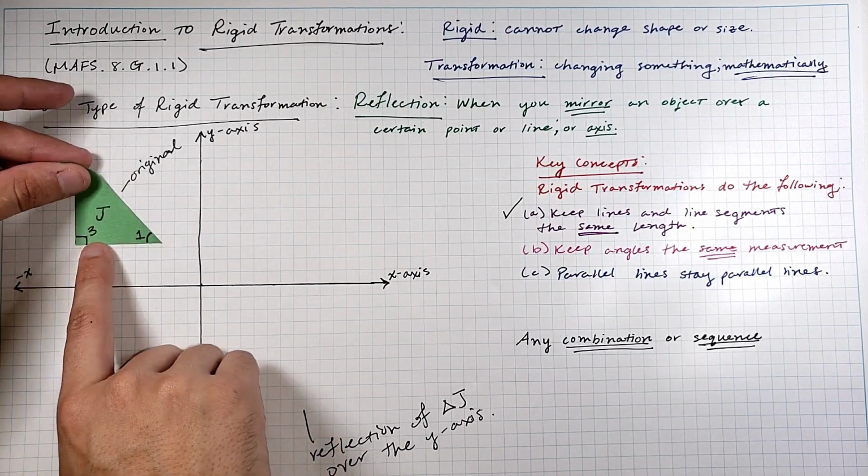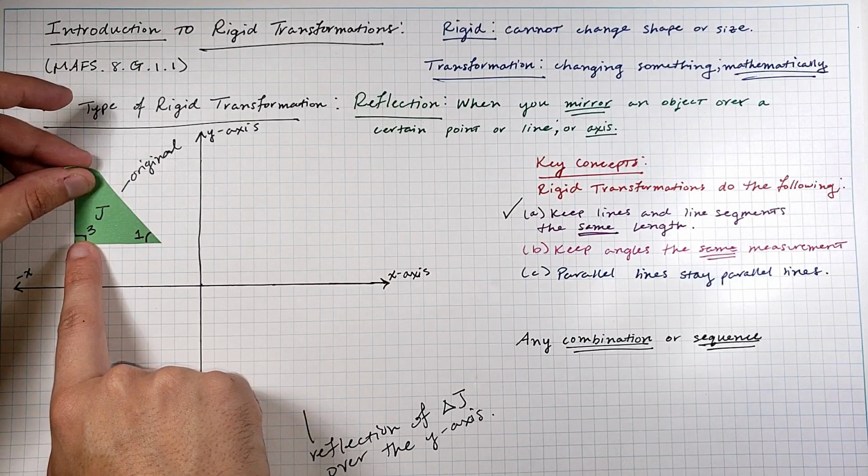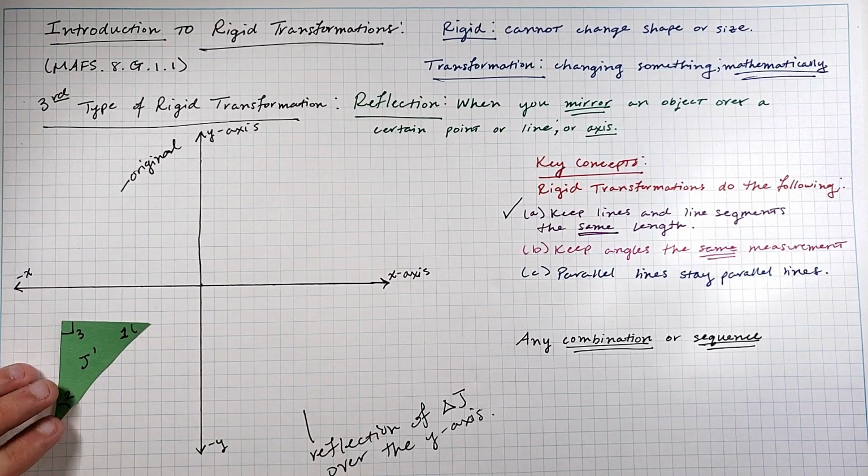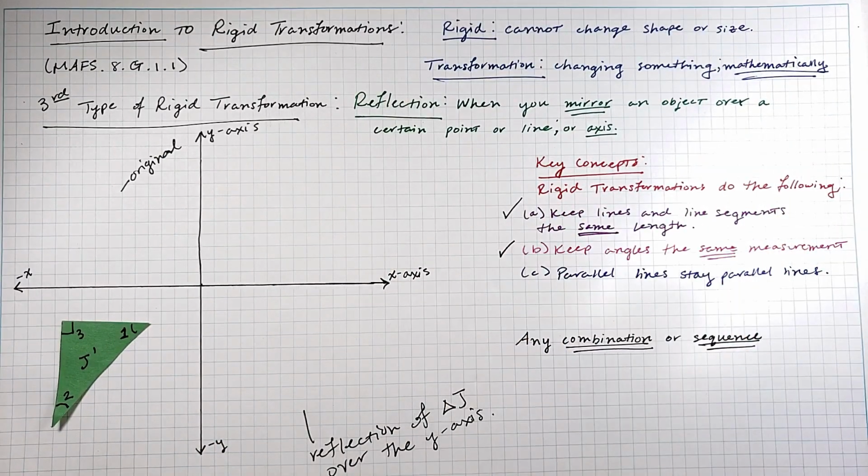Same thing with the 3. The 3 was a right angle. Now when I rotated it, it's still a right angle. So the measure of the angles isn't changing. The measure of the angles is being preserved, it keeps the same measurement. And for parallel lines, parallel lines stay parallel lines.